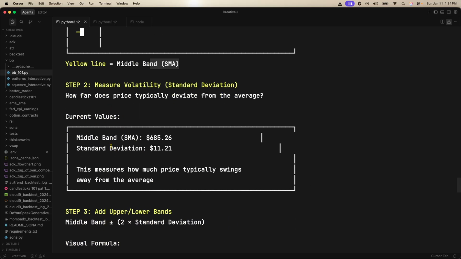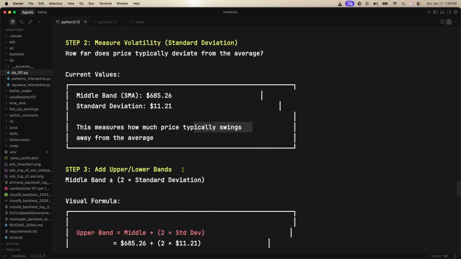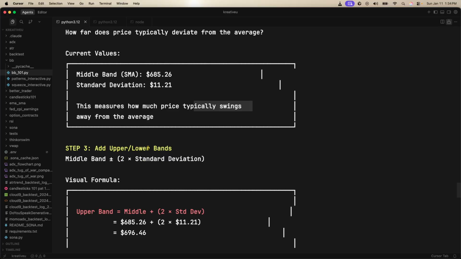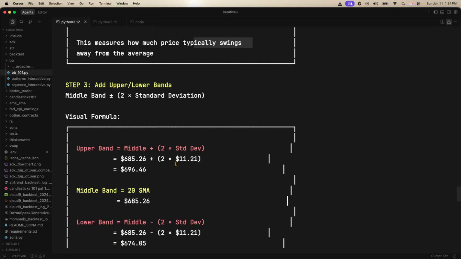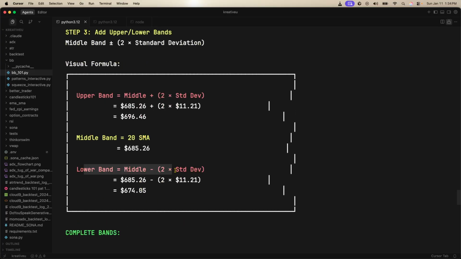So the current value of the middle band is 685.26. The standard deviation is 11.21 if we're using two standard deviations. This measures how much the price typically swings away from the average. Step three is going to be the upper and the lower bands. The upper band is going to be two standard deviations, 2 times the 11.26, and this is our upper band. This is where individuals see overbought territory. And then we're going to have our lower band, which is going to be 674.